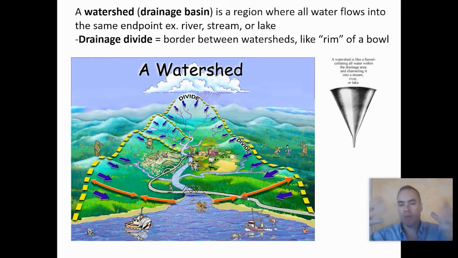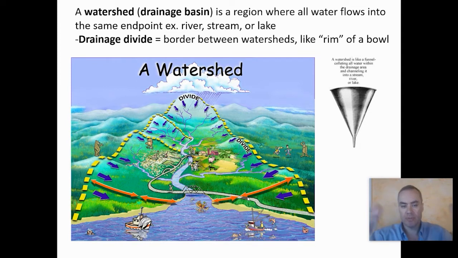And what happens when you go beyond the rim, when you cross out from the bowl or the funnel? Well, then you go into another watershed. If you look at this picture, that bear on the left, standing beyond the yellow line, is standing in another watershed somewhere else. So all across the landscape around the world, every part of the landscape on land is divided into some watershed.